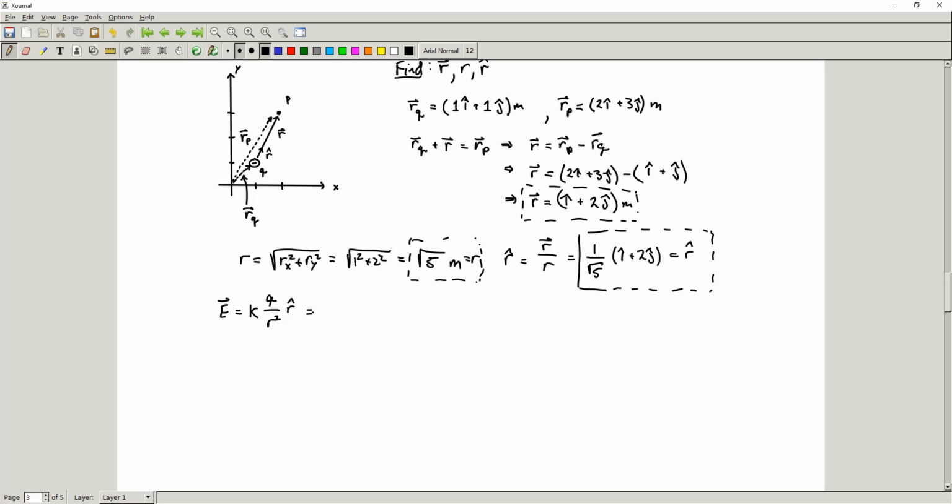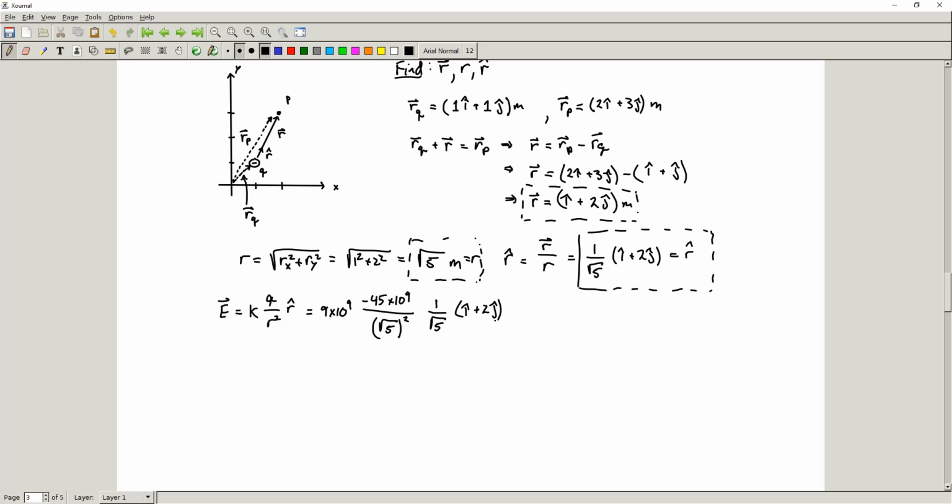And so what do we have here? We're going to have 9. Oops, nope, that's not 9.9. That's 9 times 10 to the 9. And then in the top, we're told that we have negative 45 nanocoulombs. So we're going to have negative 45 times 10 to the 9 over square root 5 squared. And this is pointing in the r hat direction, which we just said is this value right here, i hat plus 2j hat, right?